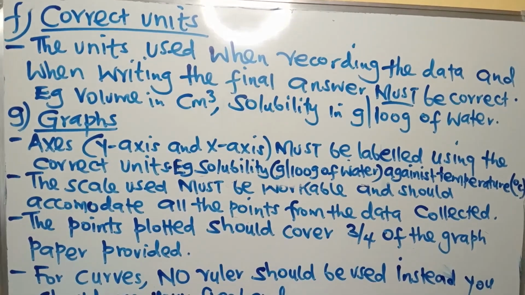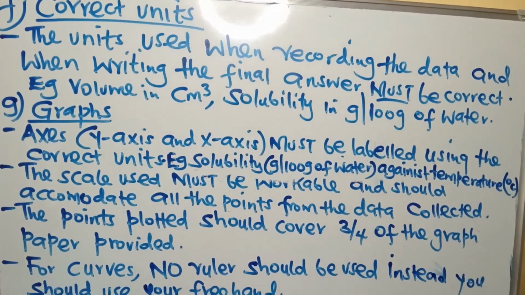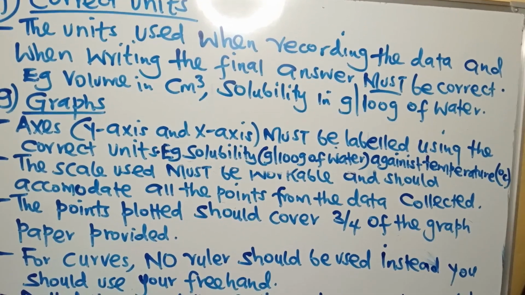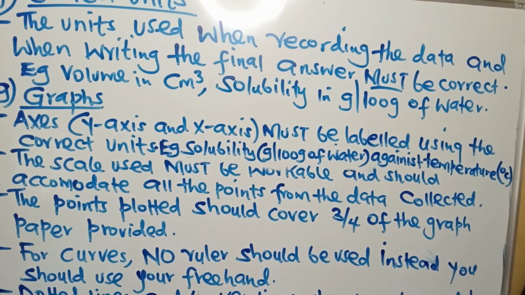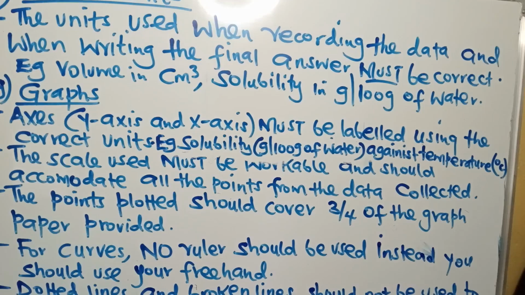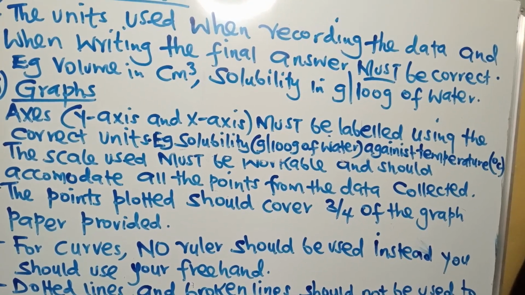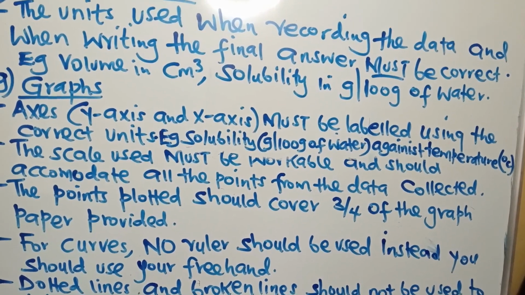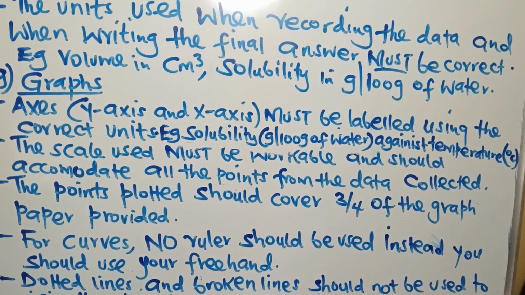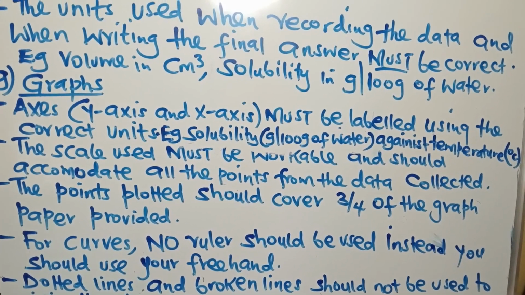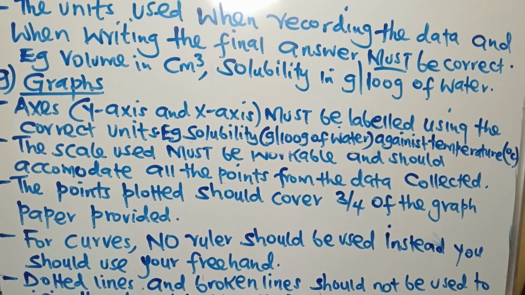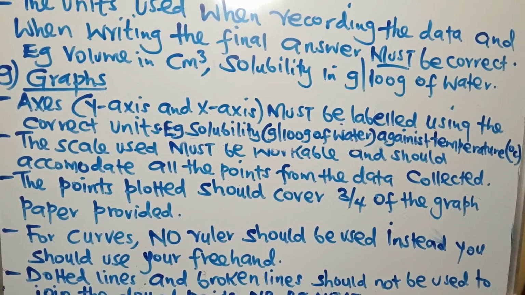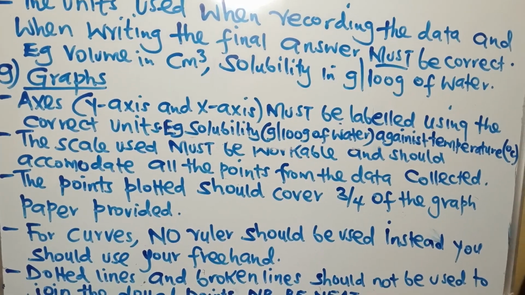Next, number 7, we have graphs. Axes, that is the y-axis and the x-axis, must be labeled using the correct units. For example, solubility, the correct units are grams per 100 grams of water. Temperature, degrees centigrade or degrees Celsius. About where to put solubility and where to put the temperature: solubility is usually on the y-axis, temperature on the x-axis.